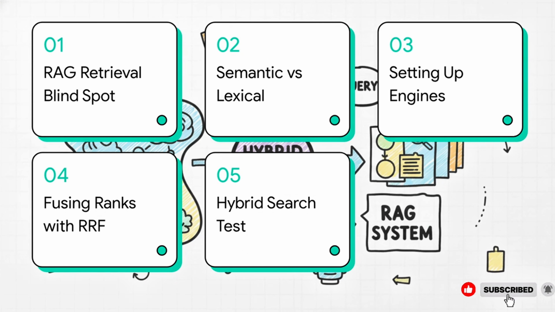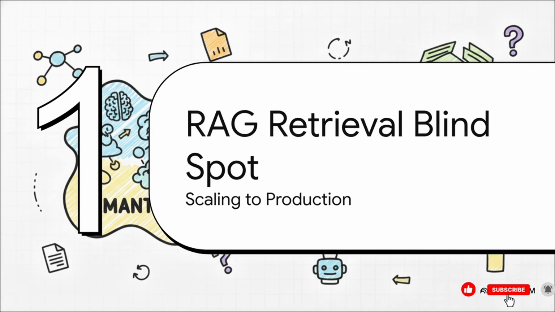Here's the roadmap for today. We'll start with the RAG retrieval blind spot, then compare semantic and lexical search. After that, we'll set up our engines, figure out how to fuse ranks with RRF, and finally, run a real hybrid search test. Section 1. The RAG Retrieval Blind Spot.